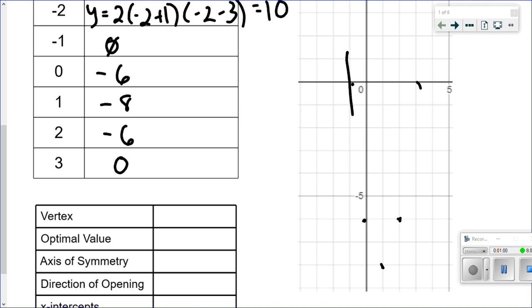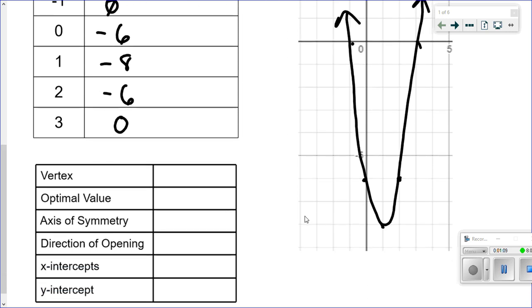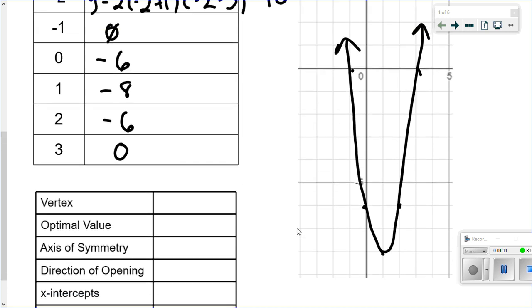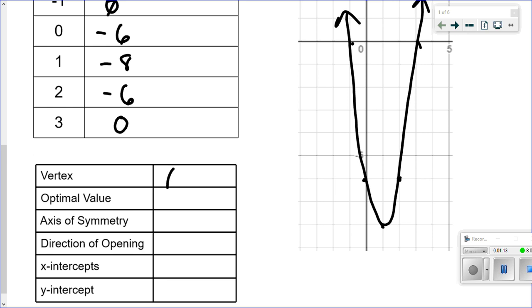Notice once I found my vertex, my axis of symmetry, I just matched my points, made them equally far away from the axis of symmetry, and graphing was easy. So your graph should look something like this. Vertex is at 1, -8. Optimal value is -8. Axis of symmetry, notice it's the formula again. Opens up. X-intercepts are -1 and 3. And the y-intercept is -6.